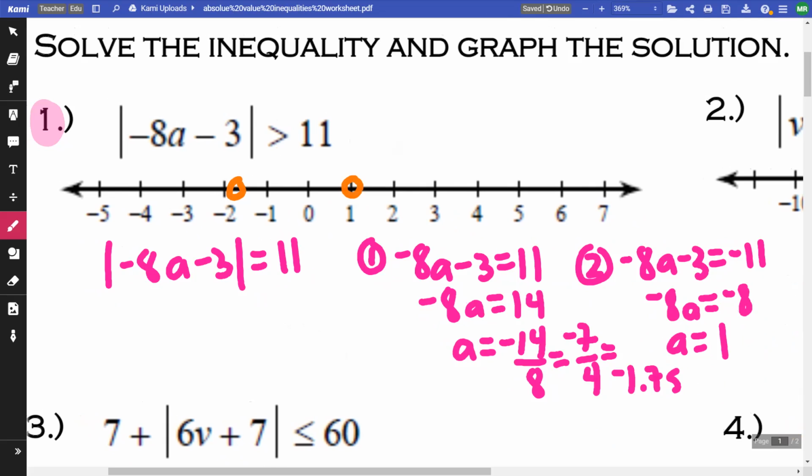And again, this is split into 3 sections. And I need to decide where to shade. And I could test a number from each of the 3 points, or I can think of this as an absolute value. And I'm not thinking of this as the x-axis.